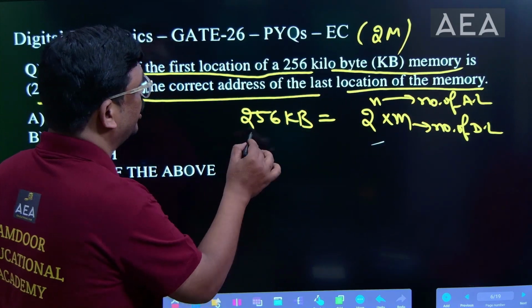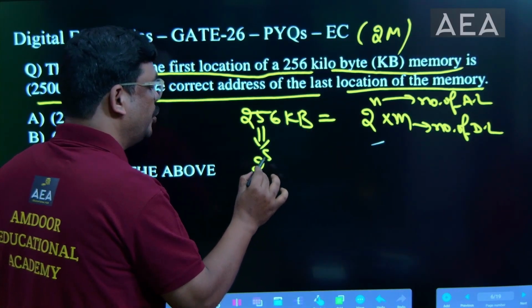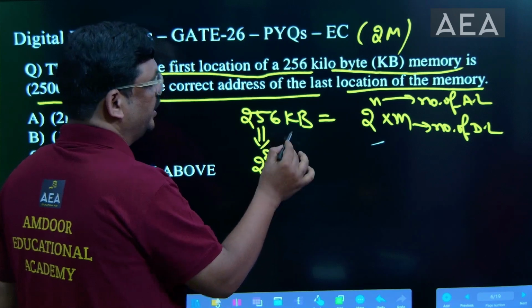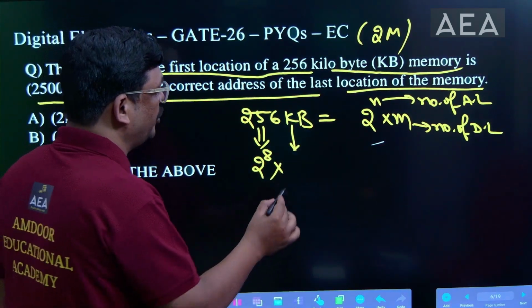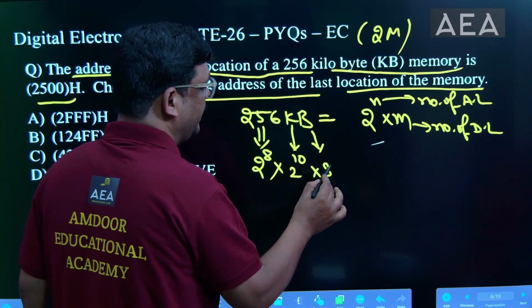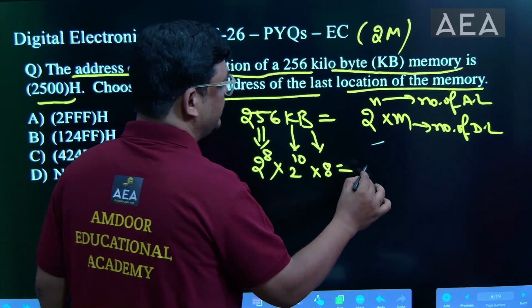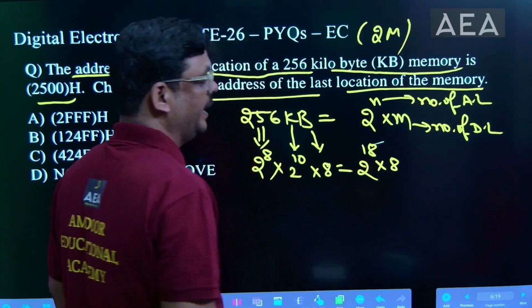So I am writing here 256. 256 in terms of a power of 2 is 2 to the power of 8, into K, as given here. K means kilo. In binary format, the kilo value is 2 to the power of 10, and this B explains the 8. Now finally simplify this. It becomes 2 to the power of 18 by 8.